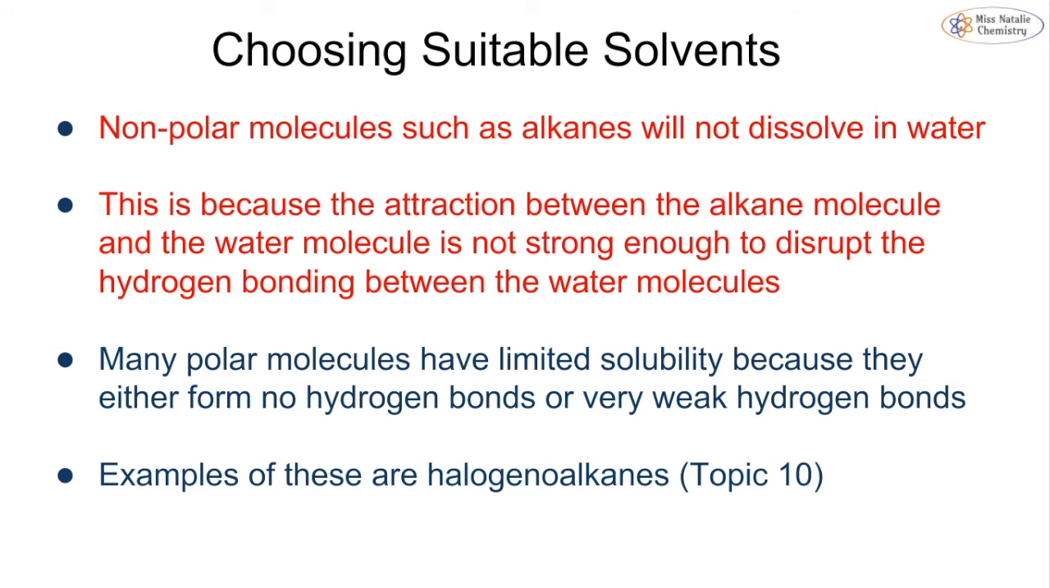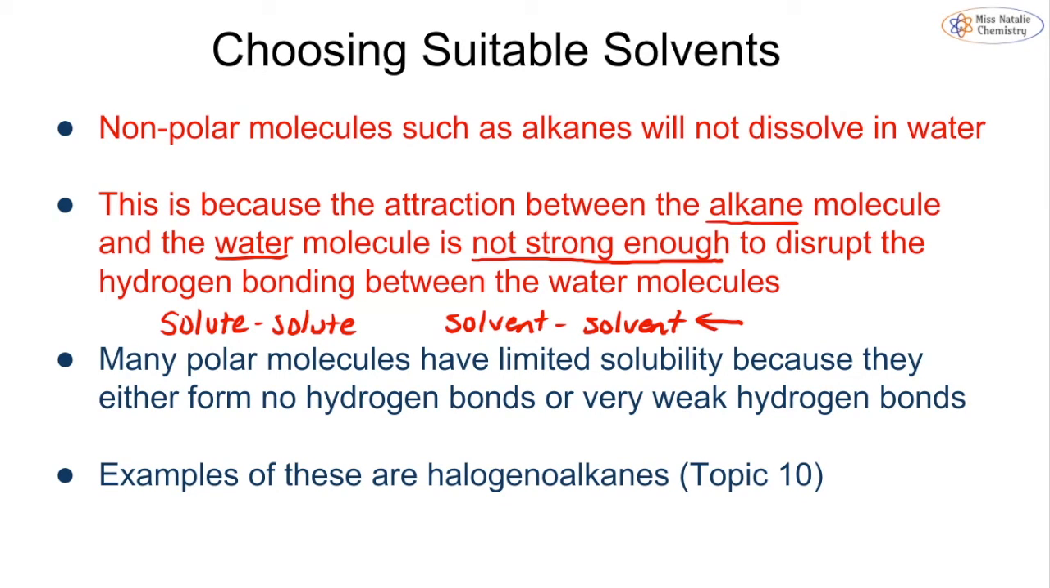If we compare that to non-polar molecules like alkanes, they are not going to be able to dissolve in water, and it is because the attraction between the alkane and the water is not strong enough to disrupt the hydrogen bonding between the water molecules. So remember, we said we had to break a solute-solute bond, but we also had to break the solvent-solvent bonds, and it's this one that is the problem. The hydrogen bonds between water molecules are so strong that the alkane, the attraction that it has, is not strong enough to break that hydrogen bond.